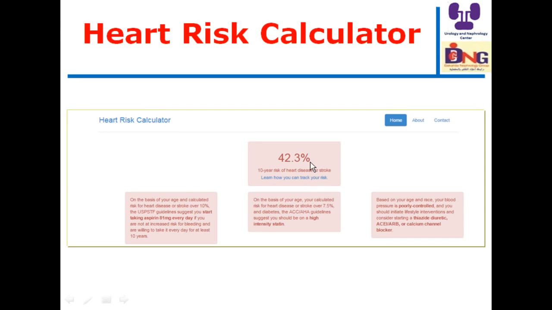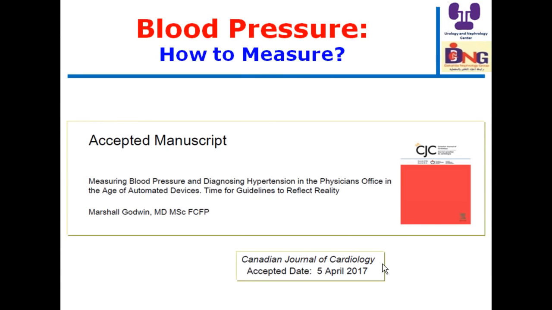And you will find within the calculator advice toward using aspirin and high intensity statin for this patient, and the lines of treatment including thiazide diuretics, ACE inhibitors or ARBs, or calcium channel blockers. So all these are good facilities to stratify the patient to start with.